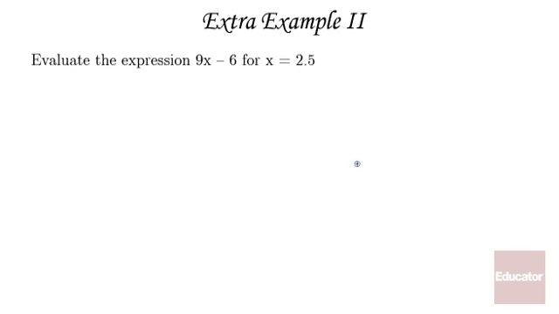Evaluate the expression 9x minus 6 for x equals 2.5. So I'm going to substitute the 2.5 in place of the x and then subtract 6. I'm going to do my multiplication first. 2.5 times 9: 45, 18, and that's 22 with 1 decimal place.